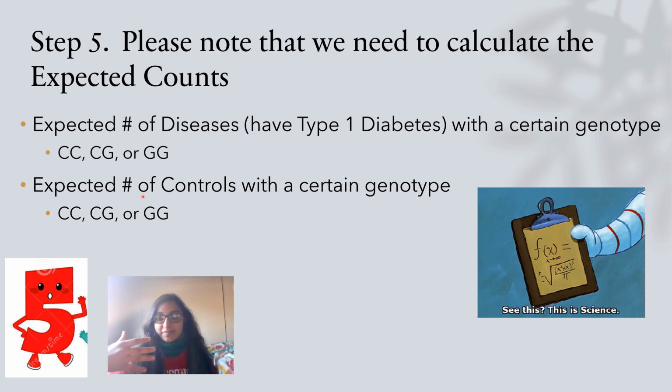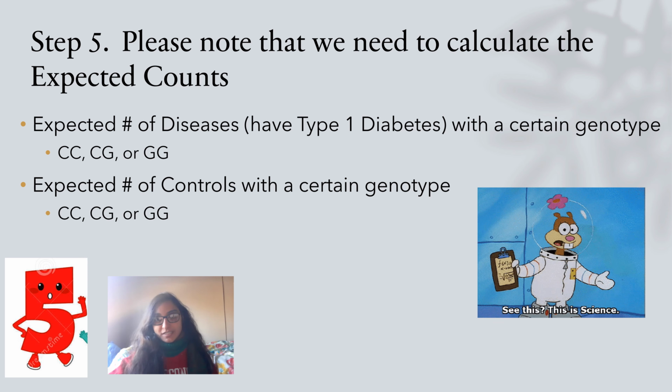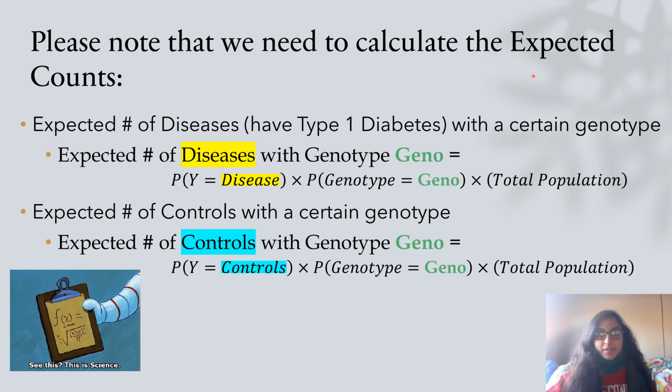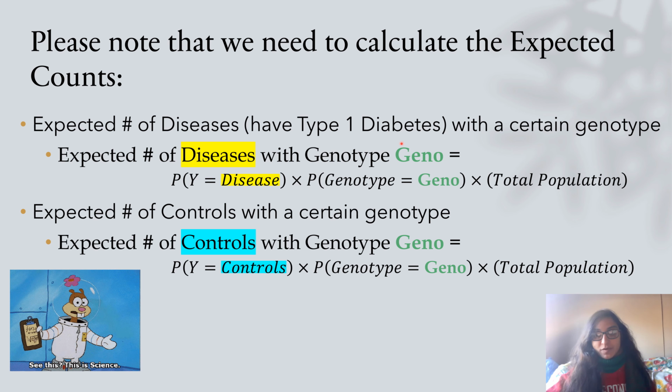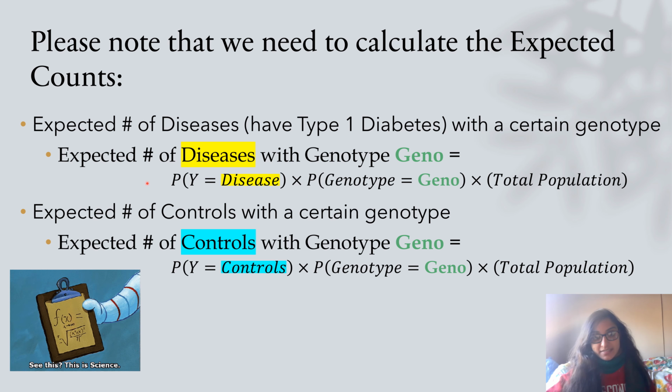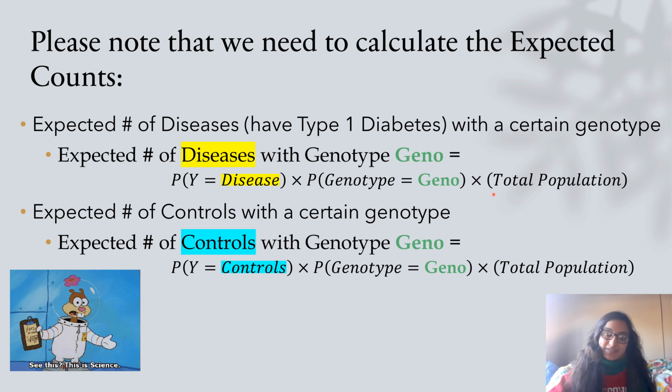If there is independence, if there is truly no association, if the null hypothesis is indeed true, what do we expect? So that's what we do to calculate the expected counts. To find the expected number of individuals who have type 1 diabetes who have a certain genotype, we take the probability that an individual has a disease in the population, and then the probability of finding that genotype, and then the number of individuals in the whole population.